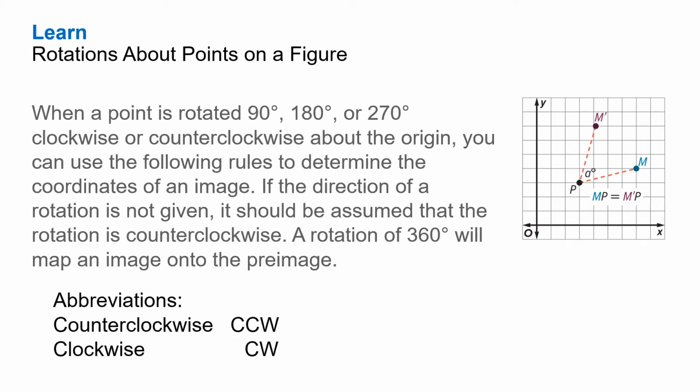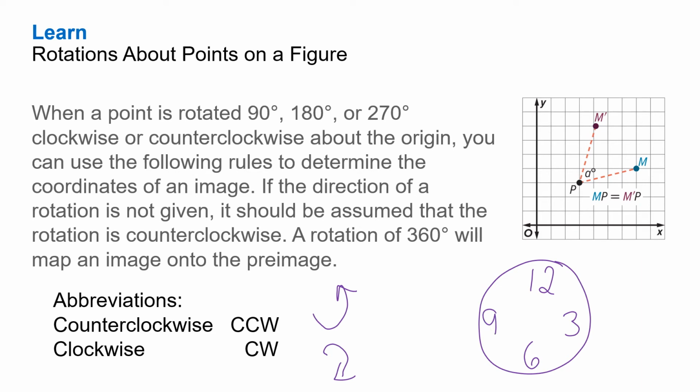Some abbreviations that you need to know. Counterclockwise is sometimes abbreviated CCW. Clockwise is sometimes abbreviated CW. Think of counterclockwise as going this direction and clockwise as going in this direction. You can think of a clock in your classroom. If you go from the 12 all the way around, that direction is what we call clockwise, because that's what the second hand does on a clock.